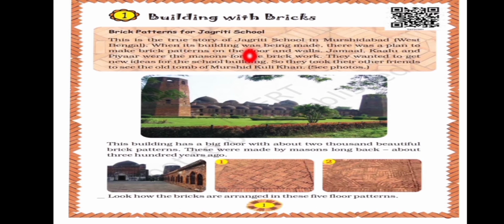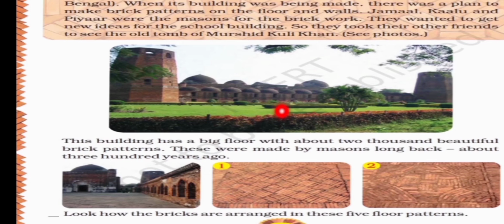When its building was being made, there was a plan to make big patterns on the floor and walls. Jamal, Kalu and PR were the masons for the brick work. They wanted to get new ideas for the school building, so they took their other friends to see the old tomb of Murshid Quli Khan. This is Murshid Quli Khan tomb.